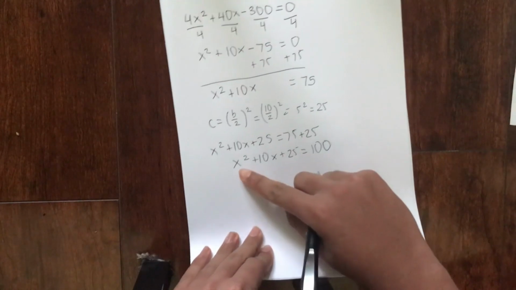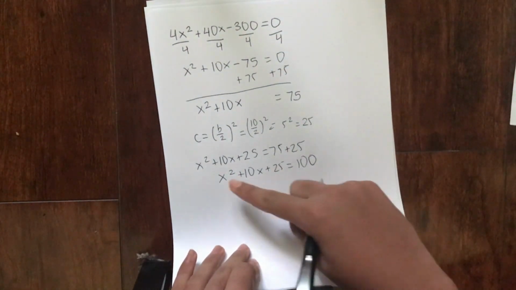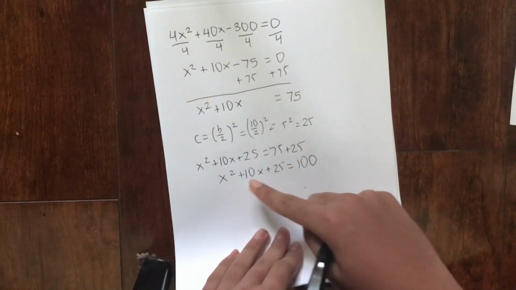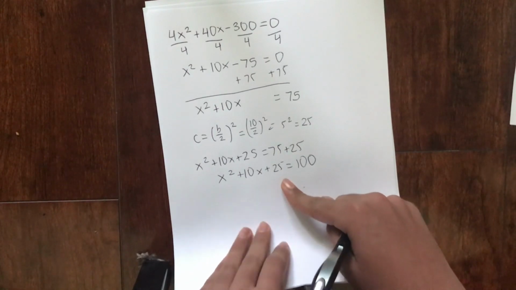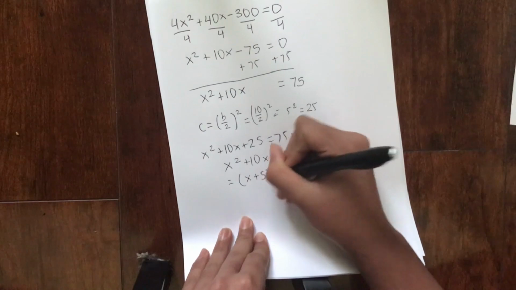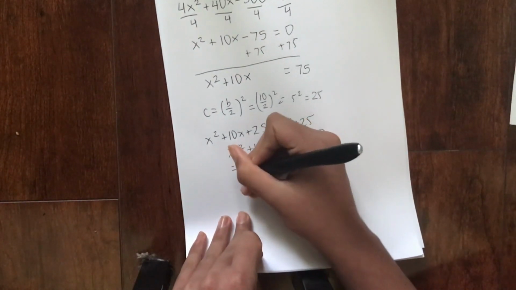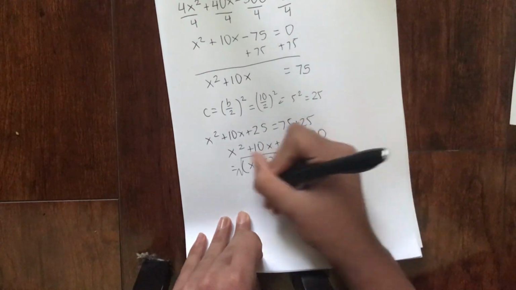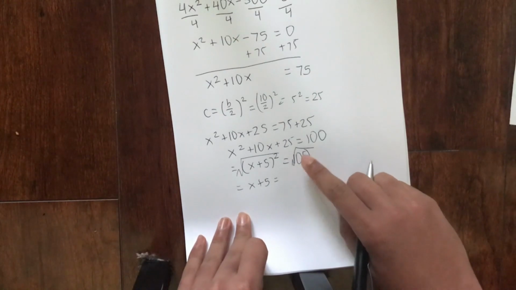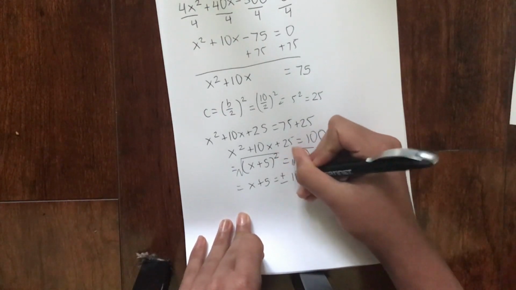As you can see, usually these types of equations are very easy to factor, since x squared plus 10x plus 25 is equal to x squared plus 10x plus 5 squared, which is also equivalent to x plus 5 the whole squared, which is equal to 100. Since we have this, we can take the root on both sides, and we get x plus 5 is equal to root 100, which is negative 10 and positive 10. So we write it like plus or minus 10.